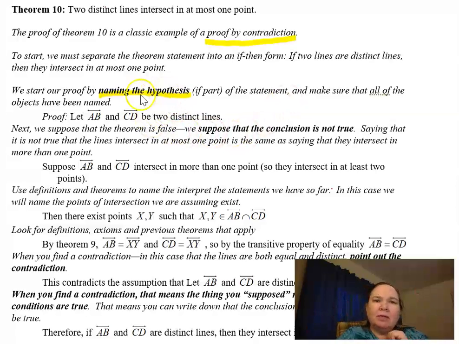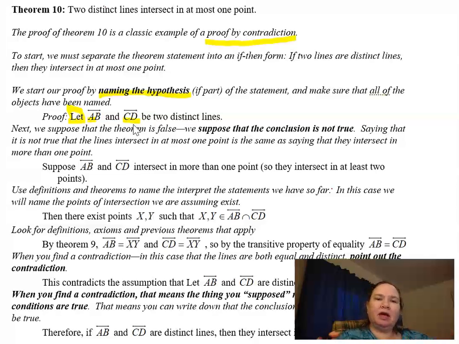Now, when I name this hypothesis as part of the proof, I don't just want to say given two distinct lines. I want to also take the opportunity to name them. So I like to use the word let when I am naming things. So I am naming two distinct lines, AB and CD. Having names for the things in your hypothesis makes it easier to write theorems and equations about them so that you can prove something.